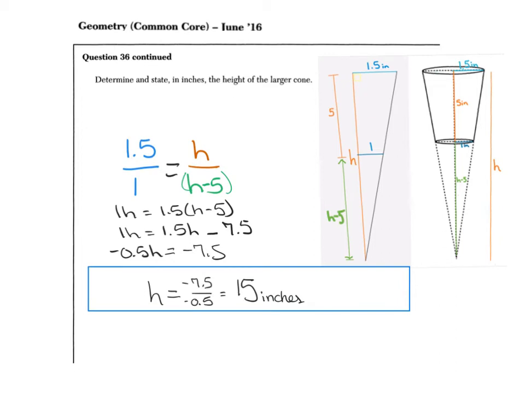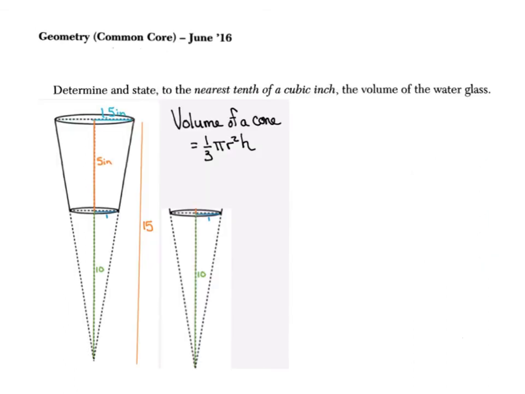Now if we solve for h by subtracting the 1.5h from both sides, we'll end up with negative 0.5h equals negative 7.5. Divide both sides by negative 0.5 and we'll end up with the height of the entire cone being 15 inches. Using the height of 15 inches of the large cone, we know the smaller cone therefore has a height of 10 inches.